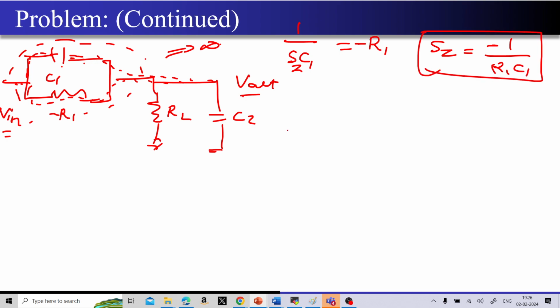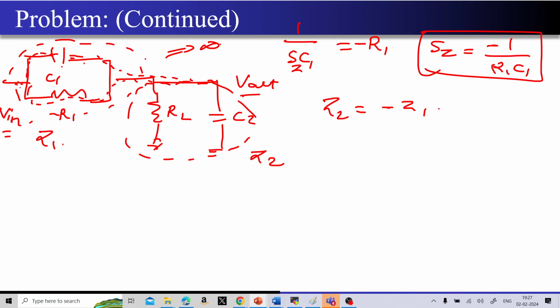Correct? Now we have calculated the zero. Now what about the pole, right? So now I can consider this as my Z2 and this big network as my Z1, right? So now to get the pole, what can I do? Again, I can equate Z2 equal to minus Z1. I can do that, but we have learnt a shortcut method, right?